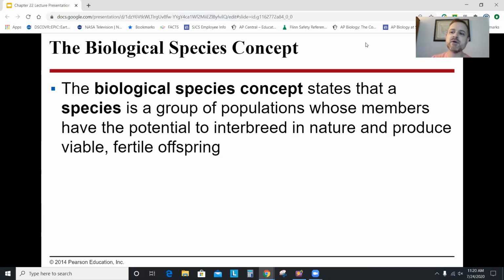There are some drawbacks to this one. One, how do you classify species that reproduce asexually, like bacteria? That wouldn't work for this. And how do you classify species that are extinct, where you just have the fossil record? You obviously can't see fossils mate.